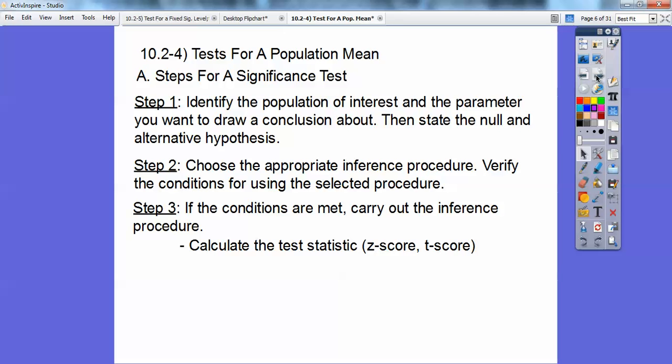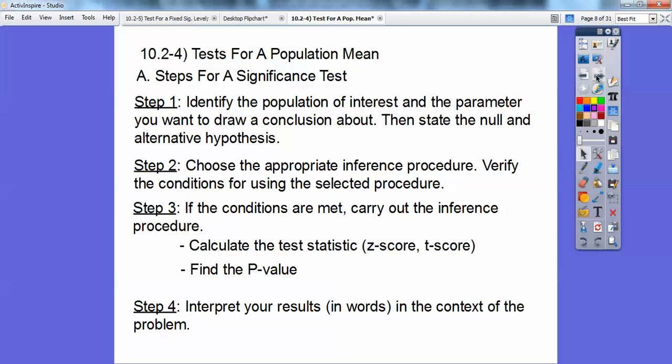T-score is in the next chapter. T-score is for when you don't know the standard deviation, which is most of the time, you guys, but we're doing a z-score right now because they always give us the standard deviation, or you find the p-value, okay? We've done all of this, and you guys just need reminders. Step 4, interpret your results in words in the context of the problem. Okay, so here we go.